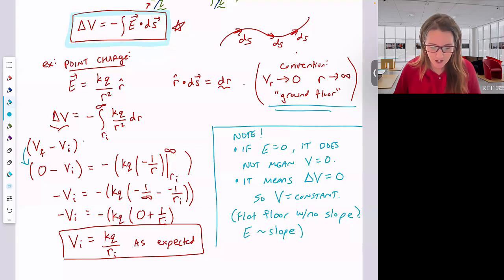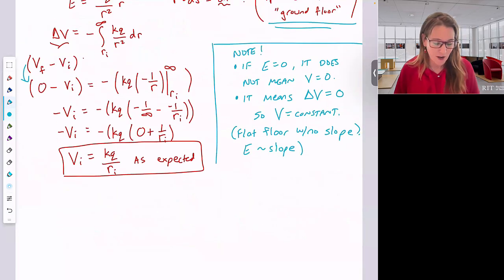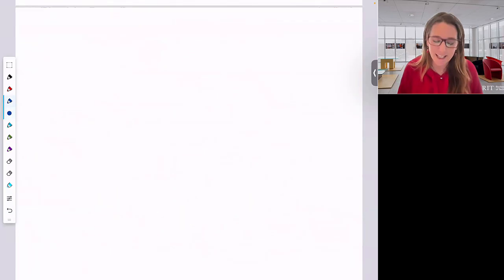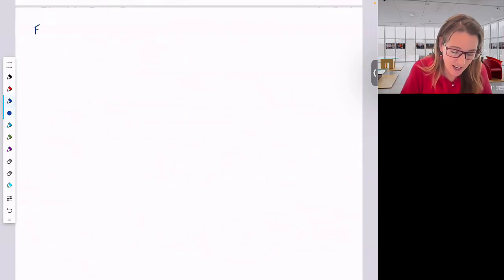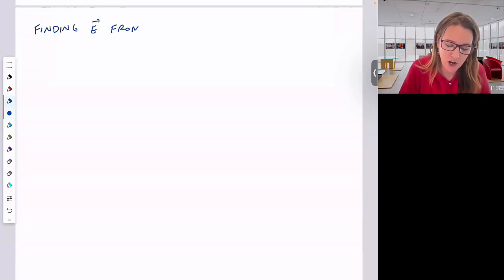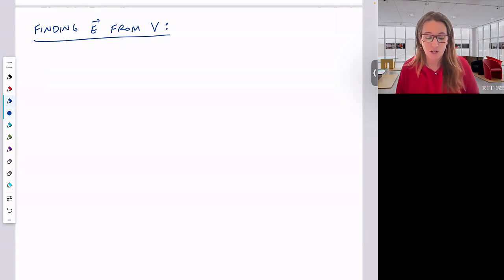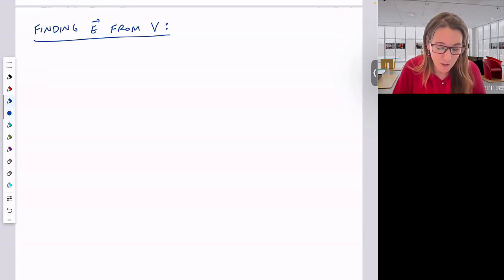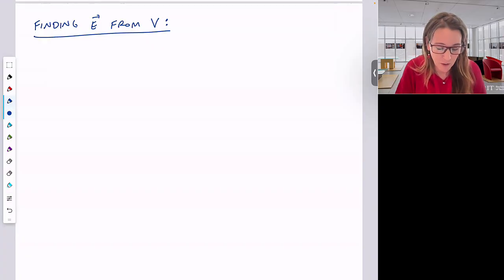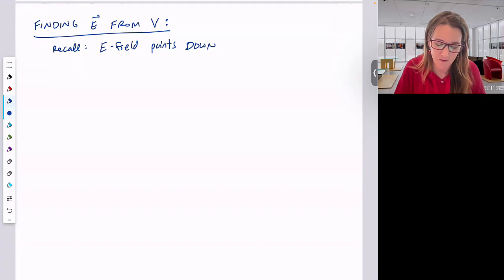All right, so let's move on to the next portion, which is to relate the electric field to the electric potential. But now let's say that we want to find the electric field if we know the potential. So kind of switching up what we had just done, which was the reverse. So we want to find the electric field if we're given a potential. Here, recall that the electric field points downhill.